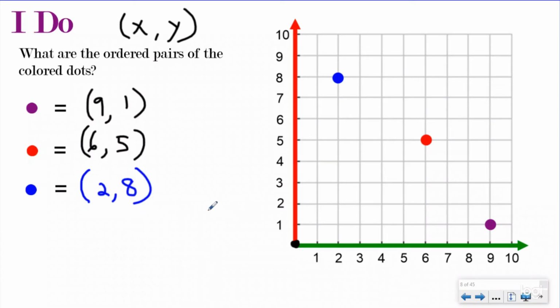So this is actually really, really easy. I know there's a lot of vocabulary words, but you've seen them all: x-axis, y-axis, origin, our ordered pairs, right? And then our quadrants that we already talked about. And again, we're only graphing in the first quadrant today.